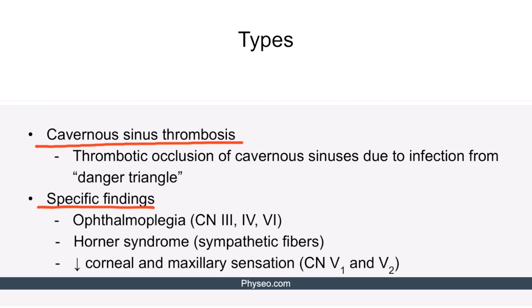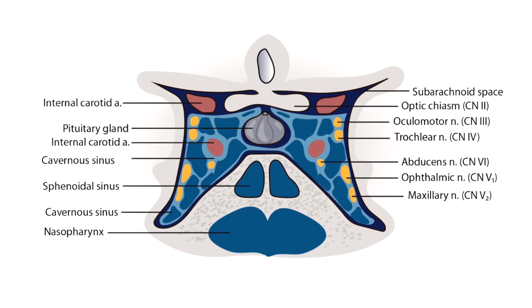Damage to the sympathetic fibers immediately around the carotid artery can cause Horner syndrome with ptosis, meiosis, and anhidrosis. Finally, involvement of the first and second branches of cranial nerve 5 can lead to decreased corneal and maxillary sensation, respectively. This is the image showing cavernous sinus. You can appreciate the cranial nerves and the carotid artery going through the cavernous sinus. It is easy to see here how a thrombus in this small area could affect multiple nerves at one time.